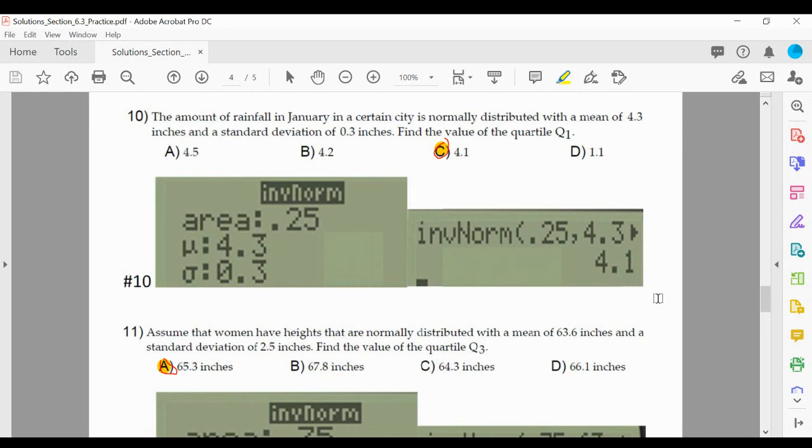Amount of rainfall in January, certain city, normally distributed, mean, there it is, 4.3, standard deviation, 0.3. Quartile one is exactly P25. They're one and the same. Quartile one, P25, one quarter. So the value that's associated with what we're looking for, Q1, is found by the area to the left. Well, the area to the left is your rainfall, I'm sorry, here, was in the 25th percentile. That's the value of the area to the left. There it is, 0.25, mean, standard deviation. These values, but here again, usually inverse norms are spot on.